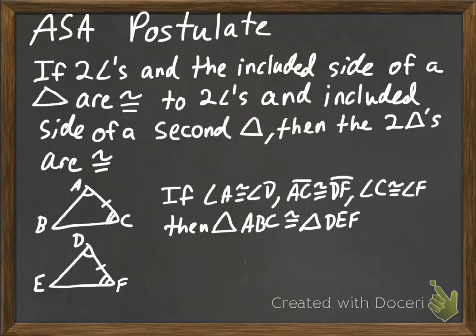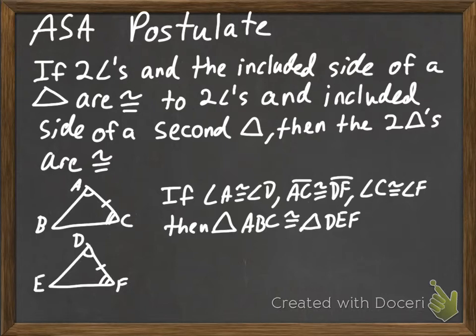Okay, start off with the angle, side, angle postulate. It's kind of like the opposite of side, angle, side. It says that if two angles and the included side, so the side in between, of a triangle are congruent to two angles and included side of a second triangle, then the two triangles are congruent.